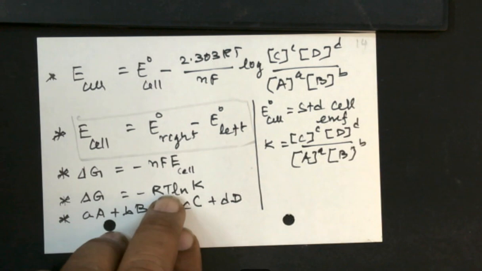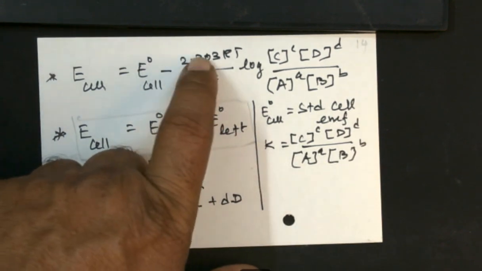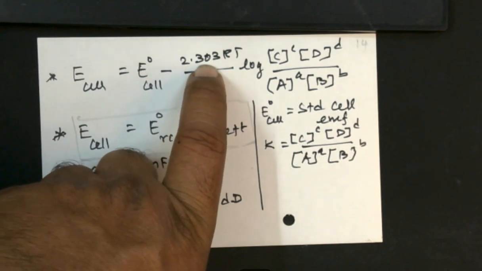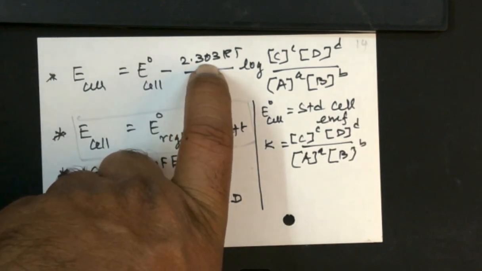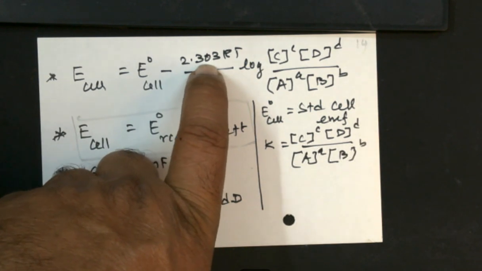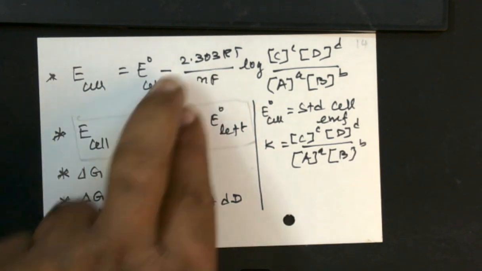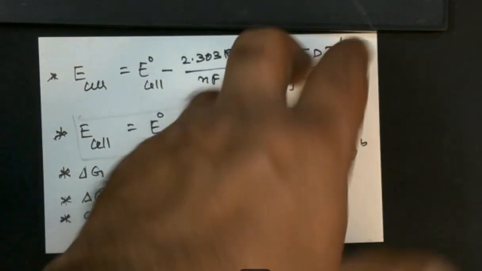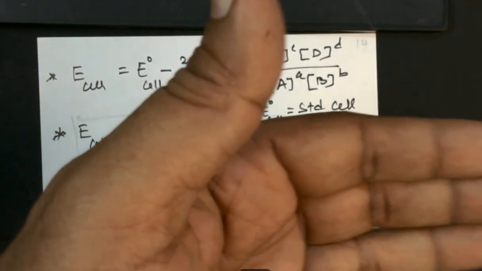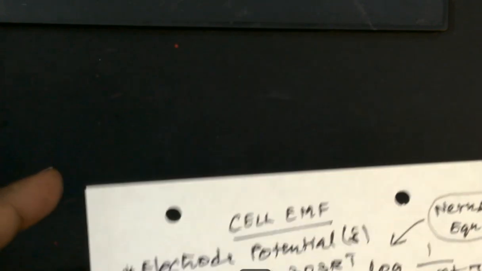And instead of RT log K, I will explain about this. How is this RT log K converted here into what? 2.303, because natural log can be converted into log to the base 10 by multiplying by the 2.303 factor. Okay, so 2.303 RT divided by NF, and you are able to get the K value. You can substitute this. Is it clear? Okay, right. So this is regarding cell EMF, and I wanted to explain further.